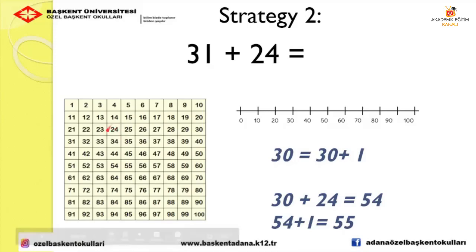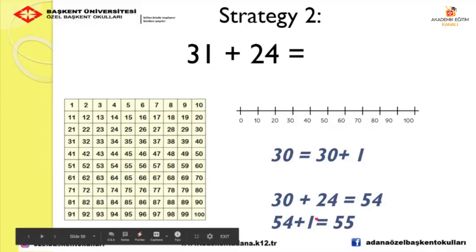24, 10, 20, and 30. Excellent. 54. Well done. Now we need to add the single digit left. One digit. 1. 54 plus 1 equals 55. This is called adjusting. Adding the single digit, one digit, is called adjusting.